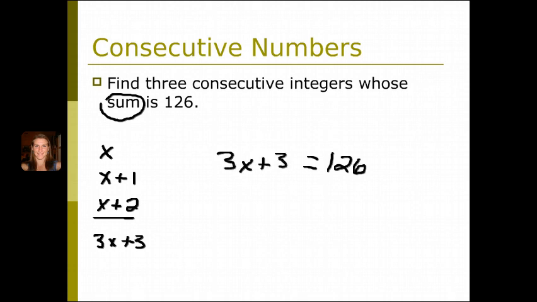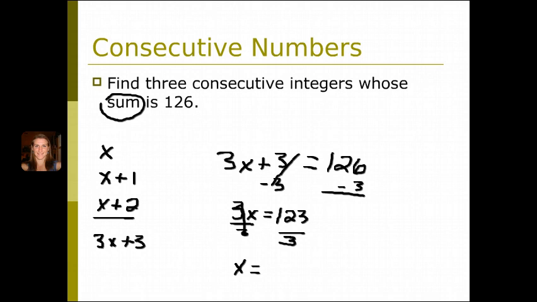From here, subtract 3, you get 3x equals 123. Divide by 3, and you're left with x equals 41.